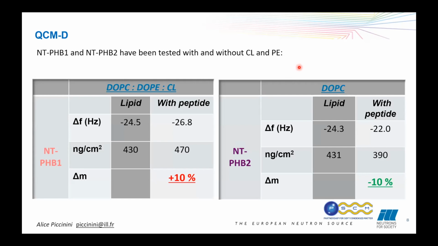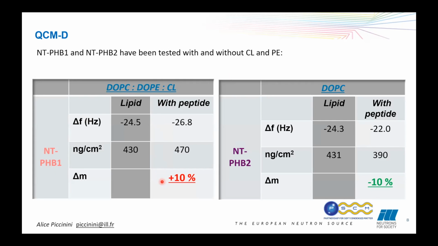So these are the QCM-D experiments. I performed QCM-D experiments with both peptides, the terminal helices of prohibitin 1 and 2, and I tested these peptides with and without cardiolipin and PE. If you look at the first table, here I'm representing the terminal helix of prohibitin 1 in the presence of cardiolipin.